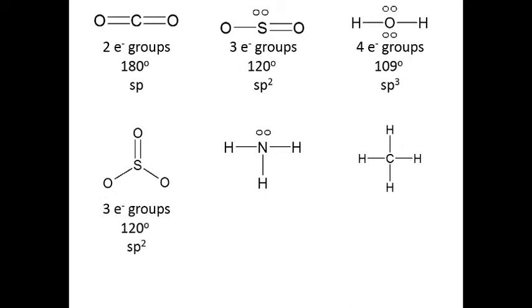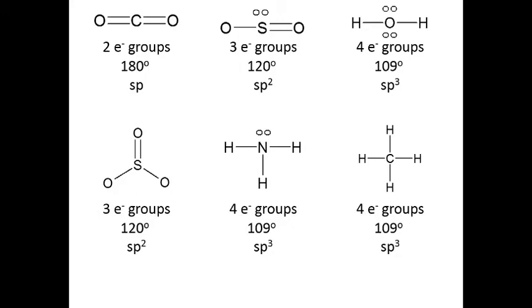SO3 has 3 electron groups around sulfur, 120-degree bond angles, and sp2 hybridization. NH3 has 4 electron groups around central nitrogen, resulting in 109-degree bond angles and sp3 hybridization. CH4 has 4 electron groups, 109-degree bond angles, and sp3 hybridization.